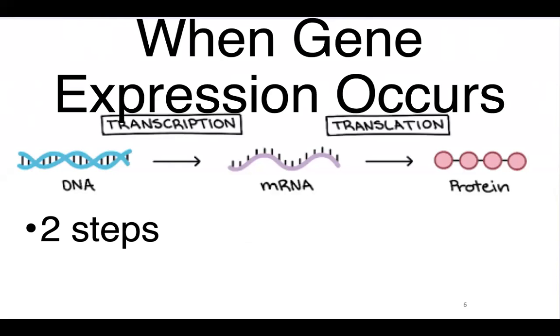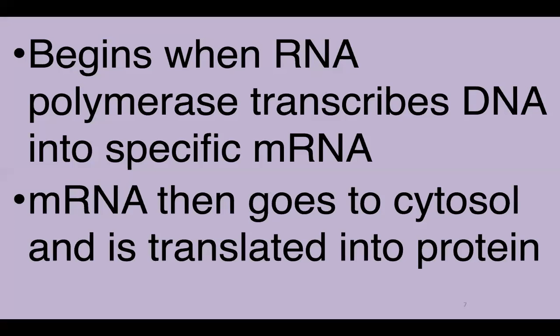What a mess. Okay, so gene expression starts when RNA polymerase transcribes DNA into a specific sequence of mRNA. mRNA then goes to the cytosol and is translated into protein. Okay, this is what we learned in the last chapter.